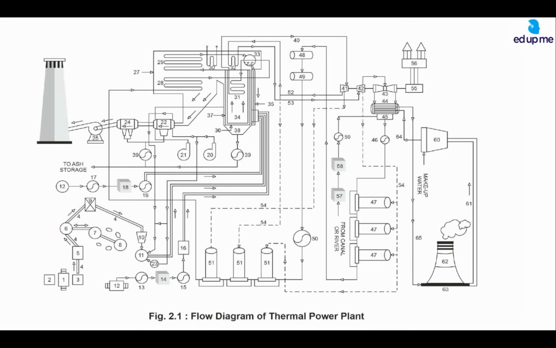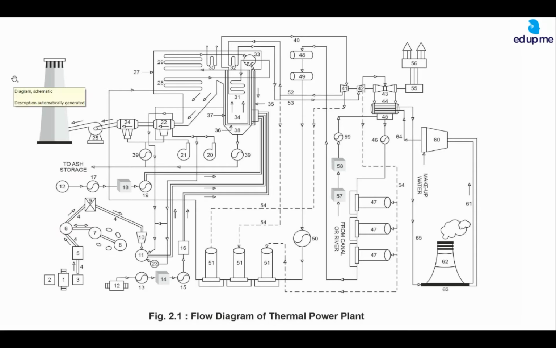This is one parameter which I am talking about from one power plant: 540 degrees centigrade and some 140 kg per centimeter square pressure. So very high pressure, very high temperature steam, which is known as main steam, is coming out from main steam pipe 40. That main steam pipe is feeding steam to number 41, the HP turbine, high pressure turbine.